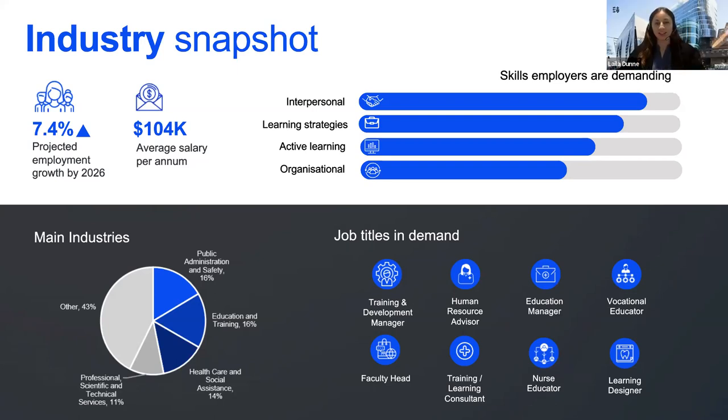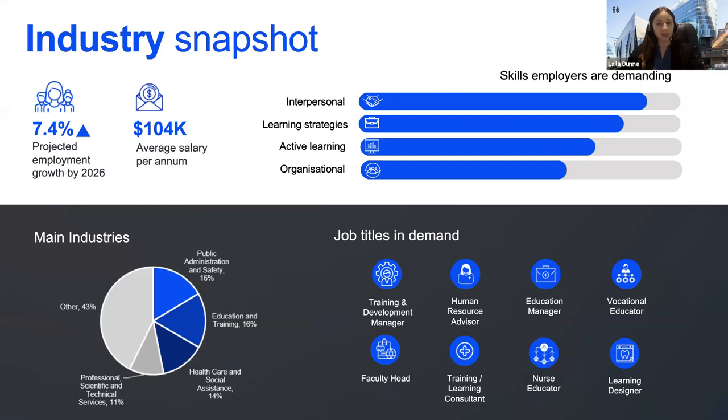Fantastic. Another fantastic answer. Thank you so much, Ben. Now, a common misconception about a career in education is that it is limited to traditional school teaching environments. However, this couldn't be further from the truth. In fact, according to Labor Insights, the top industries hiring training and development professionals include public administration and safety, education and training, health and social care, and professional, scientific and technical services.